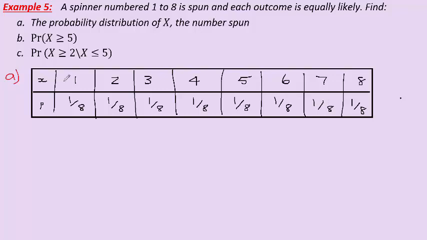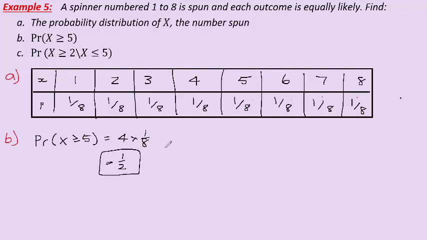The second part asks for what is the probability that my spinner value is greater than or equal to 5, which means it's this box, this box, this box, or this box. So therefore the probability is 5, 6, 7, or 8, or 1/8 plus 1/8 plus 1/8 plus 1/8. So I can say the probability that I spin greater than or equal to 5 is 4 times 1/8, which equals 1/2. And again, it's really good to answer in a fraction.